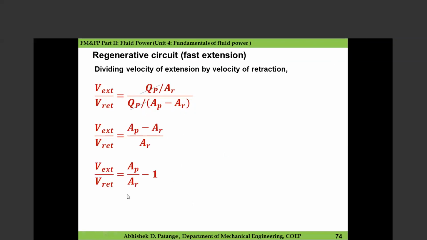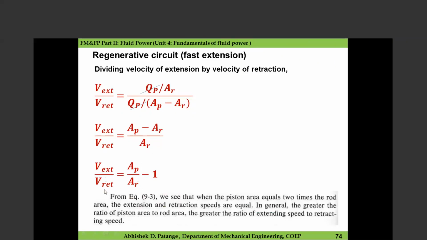So by simplifying this, we can rewrite this ratio as AP divided by AR minus 1. So this shows that if the area of the piston is double the area of the connecting rod, then the speed of extension and retraction will be the same. That means if AP is 4 and AR is 2, then 4 divided by 2 gives 2, and 2 minus 1 is 1. So velocity of extension divided by velocity of retraction will be 1. That means velocity of extension will be equal to velocity of retraction.